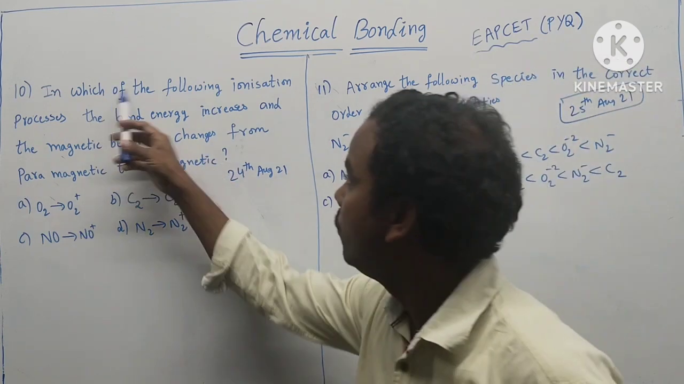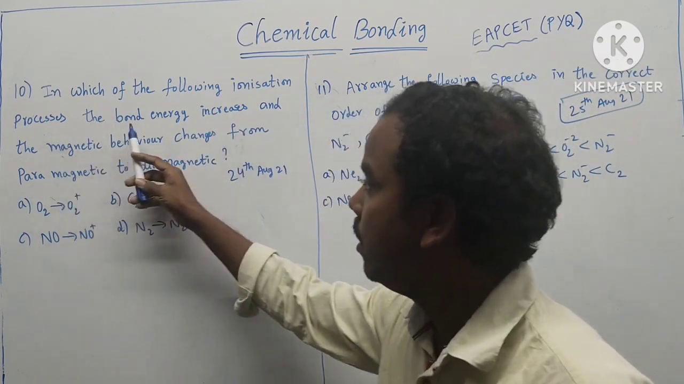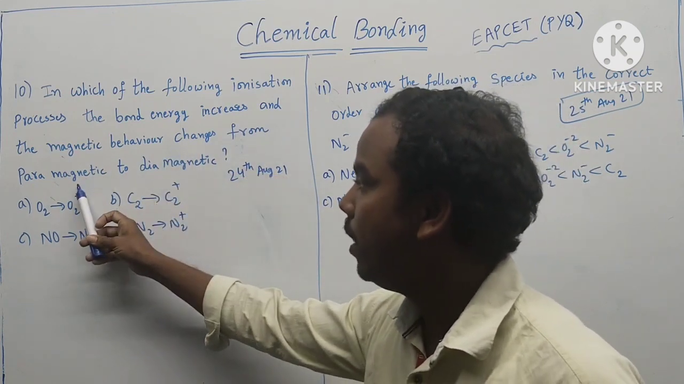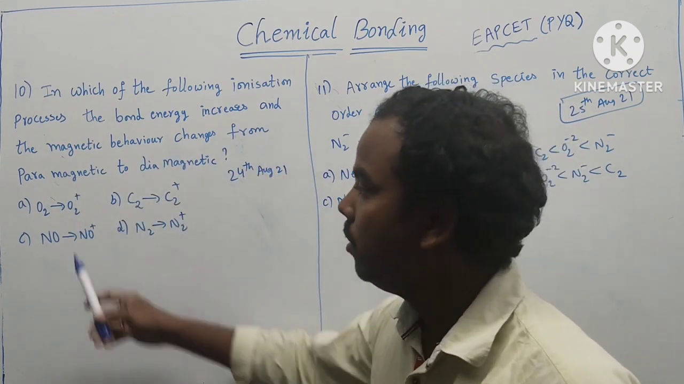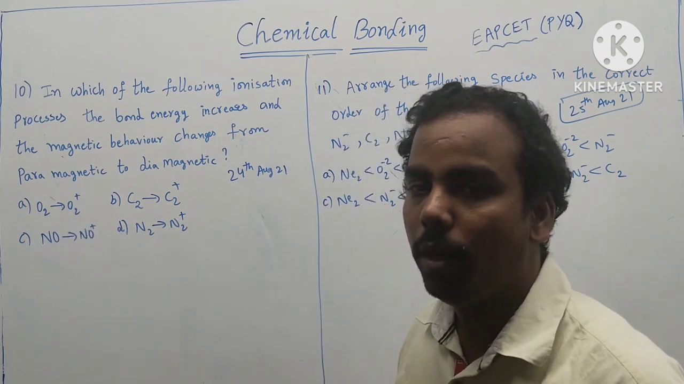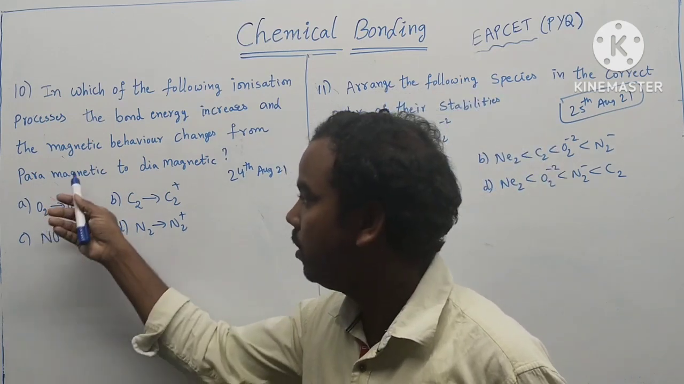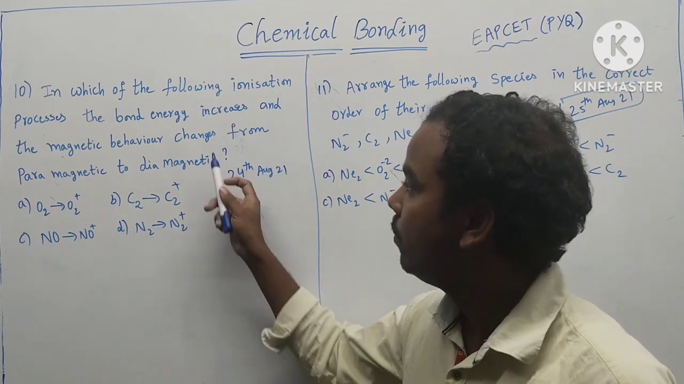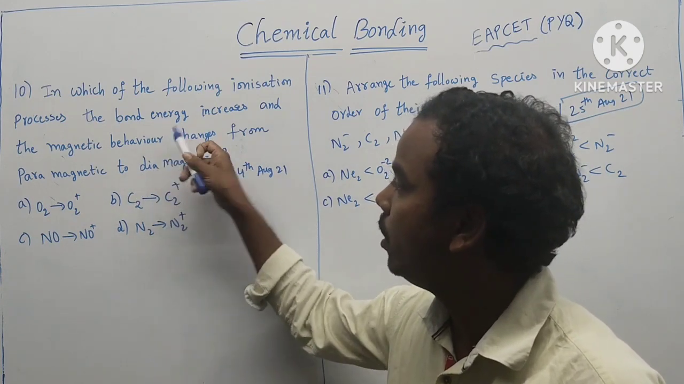Next question: in which of the following ionization processes does the bond energy increase and the magnetic behavior change from paramagnetic to diamagnetic? Paramagnetic means an unpaired electron is present. If there are no unpaired electrons, it is diamagnetic. So first, the magnetic behavior changes and the bond energy increases.